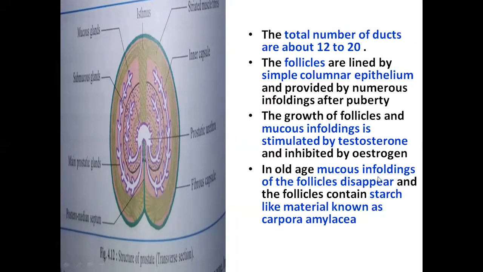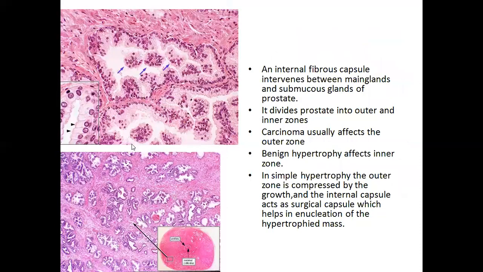In old age, mucous enfoldings of the follicles disappear and the follicles contain starch-like material, which is corpora amylacea, also called amyloid bodies. Isn't it? We have discussed this when we were doing histology. Hope you remember? Corpora amylacea, amyloid bodies. These are all concretions within the prostate gland.